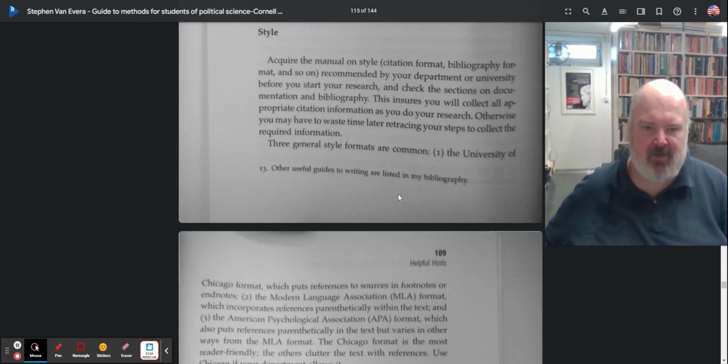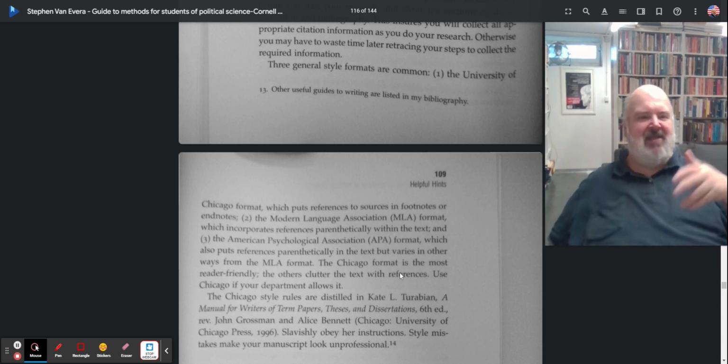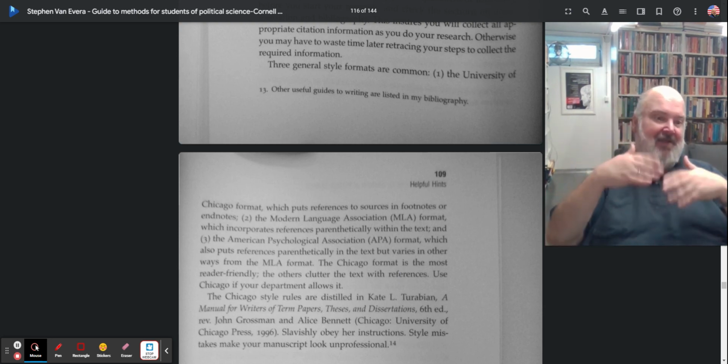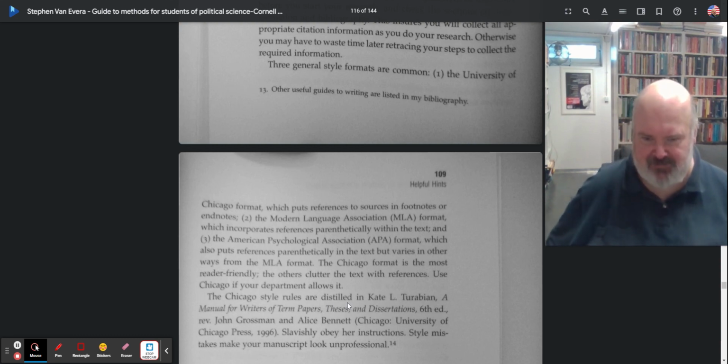Three general style formats are common. University of Chicago format puts references, sources, in footnotes or endnotes. The Modern Language Association MLA format incorporates a reference parenthetically within the text. And the APA format also puts parenthetical references in text, but varies in other ways from the MLA format, usually author and year. The Chicago format is the most reader-friendly. The others clutter the text with references. In other words, the text is the argument and the notes are separate. I like this one better than the other styles. It's the most user-friendly because the reference is at the bottom. Okay, I understand that.